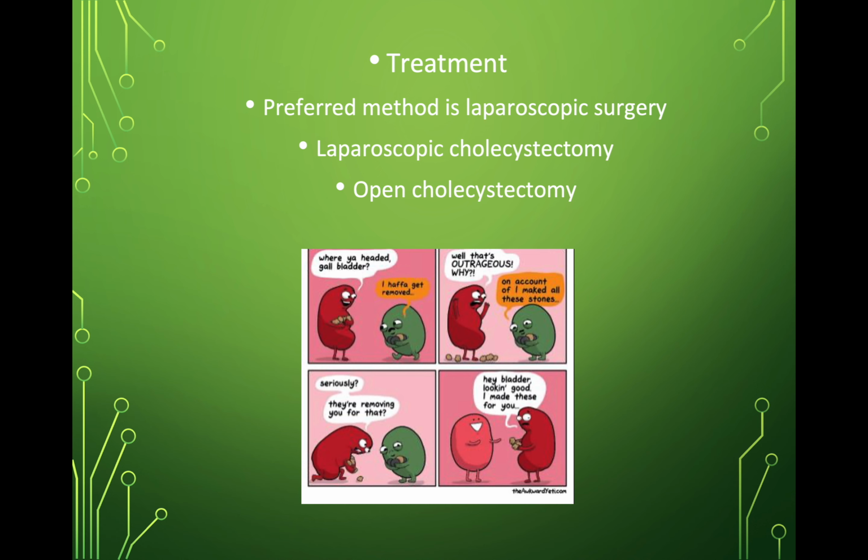The preferred method is laparoscopic. Laparoscopic uses several small incisions in the abdominal cavity, and they use a machine, like a robotic machine, to go in there and cut out the gallbladder and resect it and get rid of it. Part of that procedure includes injecting CO2 gas into the abdomen, so it can puff up the abdomen, so there's more room to work in there, and better visualization is allowed by doing that.